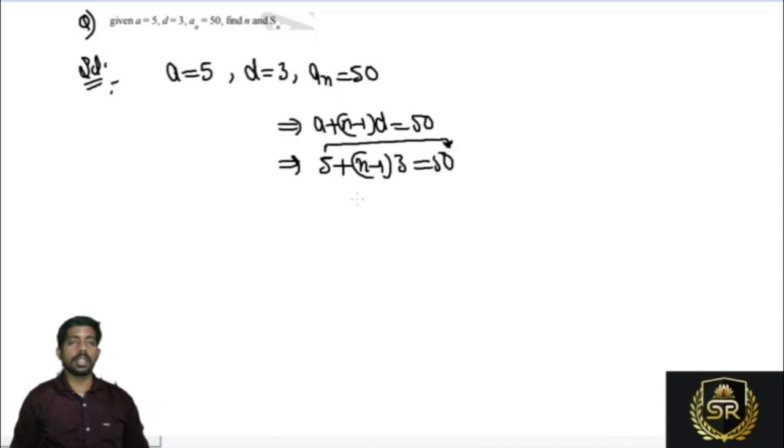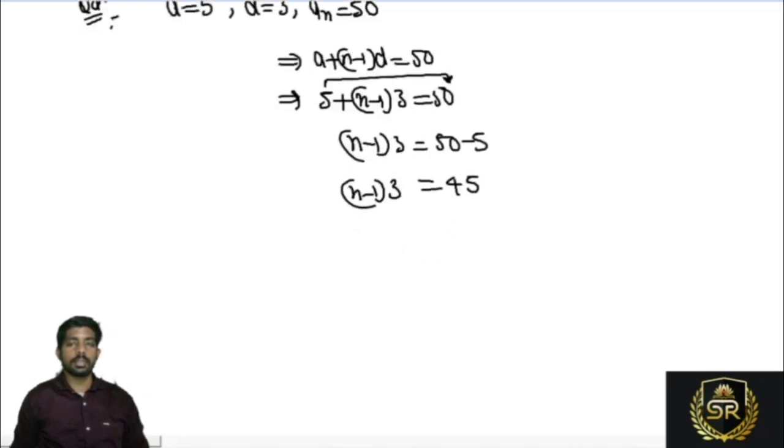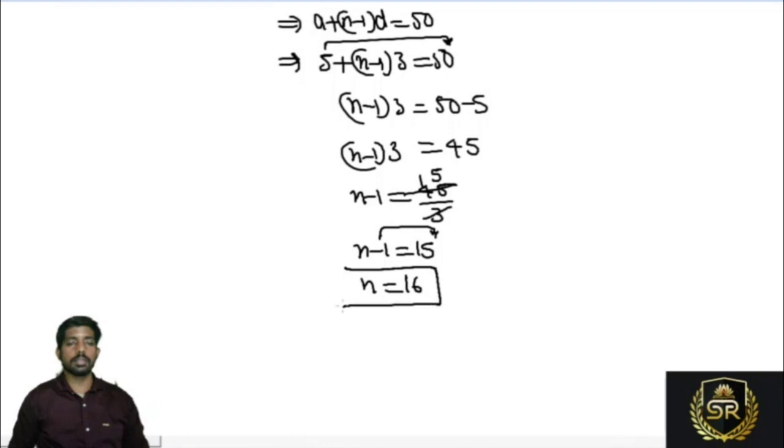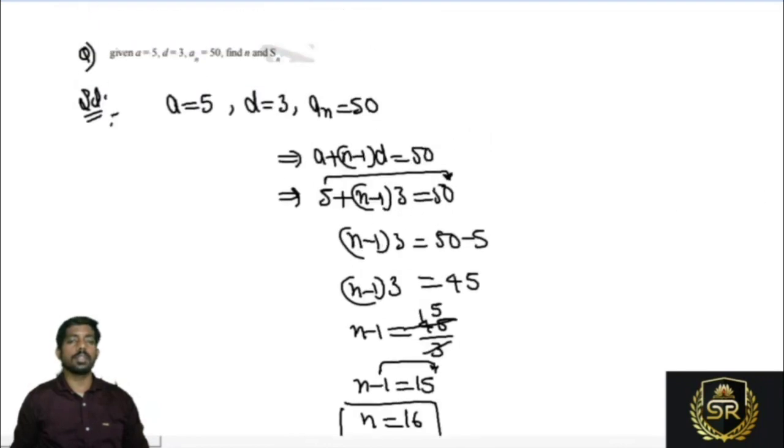5 bringing to the right hand side, then (n minus 1) into 3 is equal to 50 minus 5. 50 minus 5 is 45. Okay, (n minus 1) into 3. So 3 send it to the right hand side, n minus 1 is equal to 45 by 3. 3 ones are 3, 3 fives are 15. Therefore n minus 1 is equal to 15. Bringing this 1 to the right hand side, it will become plus. 15 plus 1 is 16. Therefore n is equal to 16, we got it.